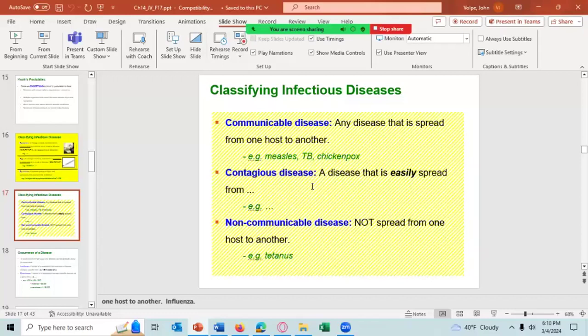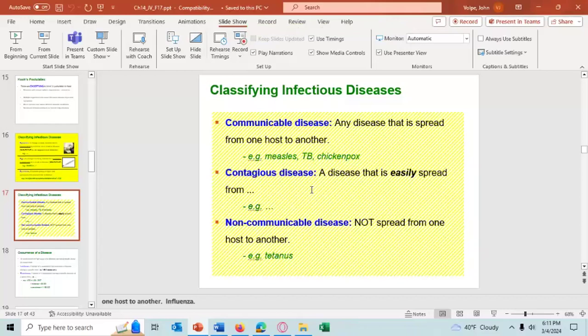A non-communicable disease is one that does not spread normally from one host to another. An example would be tetanus. It does not normally spread from one host to another, so we call it a non-communicable disease. Any question about any of that?